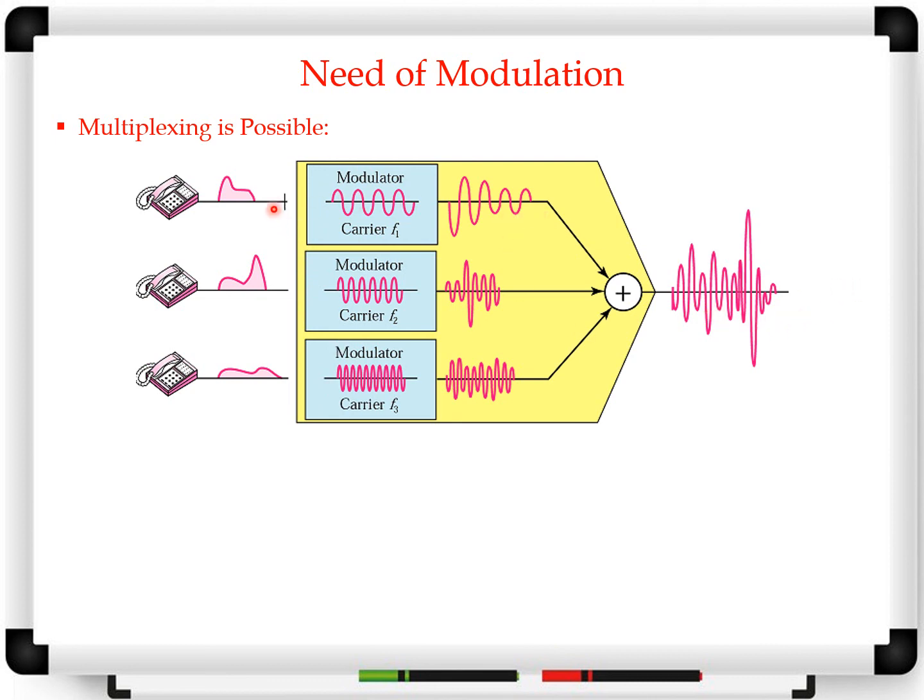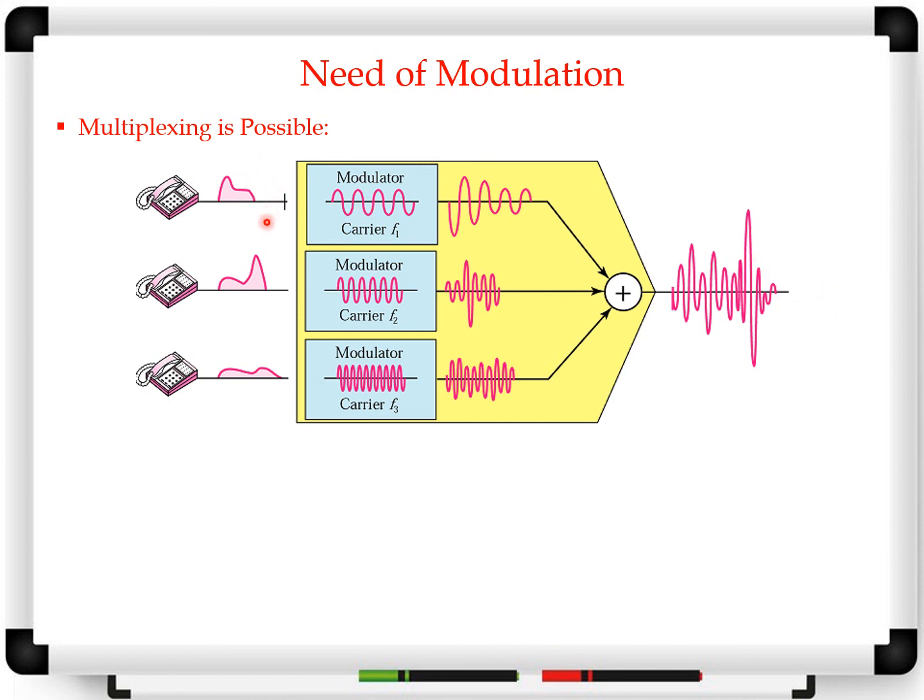Now if you consider there are three signals, signal 1, signal 2, signal 3, and this is the multiplexer, and a single output is there. What will happen? We are using carrier F1 to modulate signal 1, F2 for the modulation of signal 2, F3 for the modulation of signal 3. Now, these three signals are occupying different frequency ranges in the frequency domain. So that is why they can easily travel through this single communication medium without any mixing. So that is why multiplexing is possible due to the modulation.